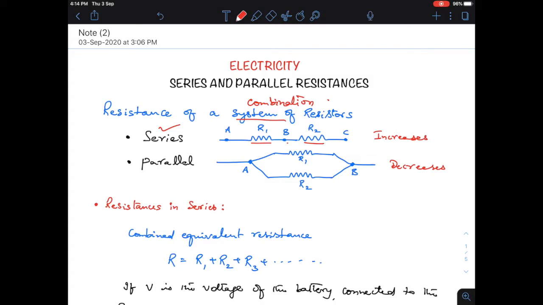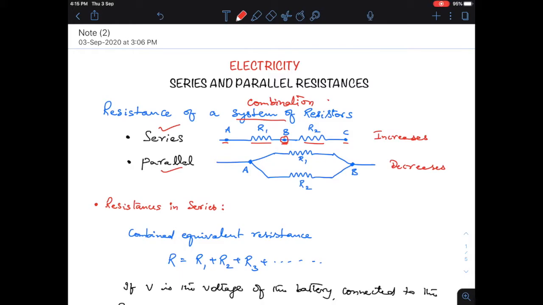A, B is the end of R1, and this is the beginning of R2. So, end to end. AB is one resistance, BC is one resistance. B is the common point, connected end to end. Then the second one is parallel.